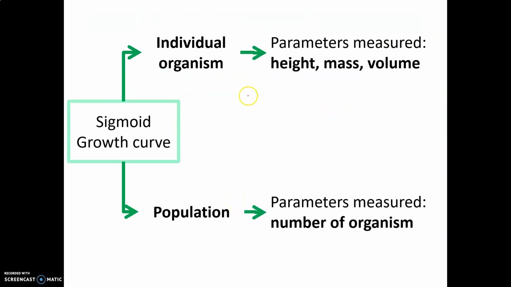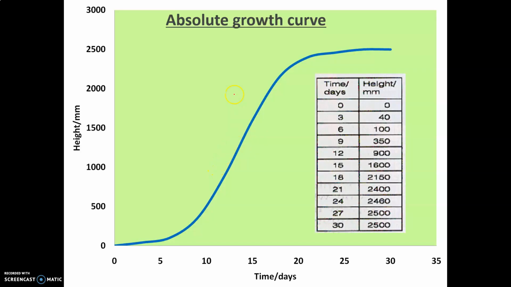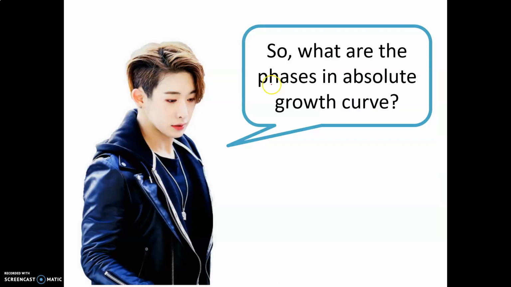Alright, so untuk sigmoid growth curve, as I said, it can be divided into dua, sama ada untuk individual organism, contohnya in the form of high mass volume, ataupun kita boleh represent the population, yang di mana this one akan represent the number of organisms. Dan especially untuk bacteria and yeast, it can be explained by the sigmoid absolute growth curve, the S shape curve itu. Yang this one yang kita akan nak discuss dengan lebih lanjut lah. Okay, this one adalah absolute growth curve.